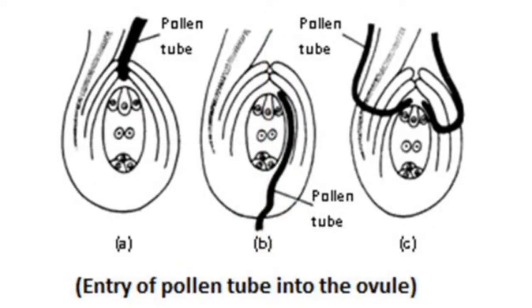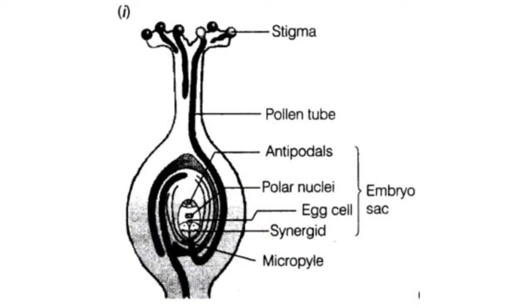The third one is the entry of the pollen tube into the ovule. After reaching the ovary, the pollen tube can enter the ovule either through the micropylar end or through the chalaza, or you can also say through the funicle or integument. It then enters one of the synergids through the filiform apparatus. Where is the filiform apparatus present? It is present in the micropylar end. The filiform apparatus directs the growth of the pollen tube by secreting some chemical substances.